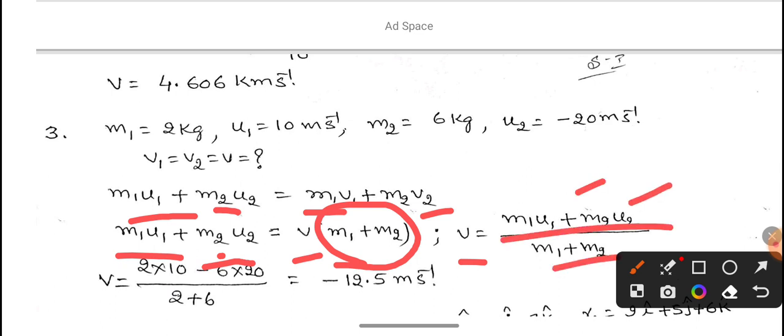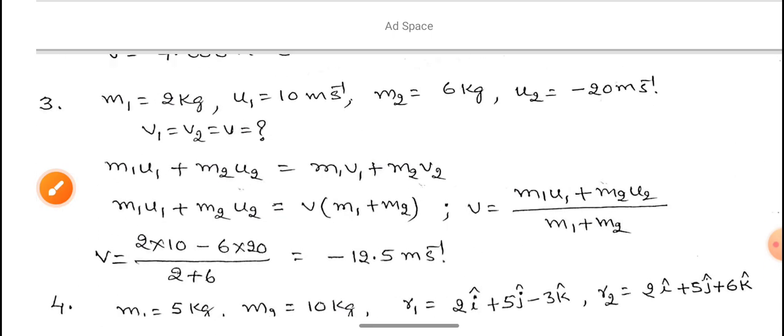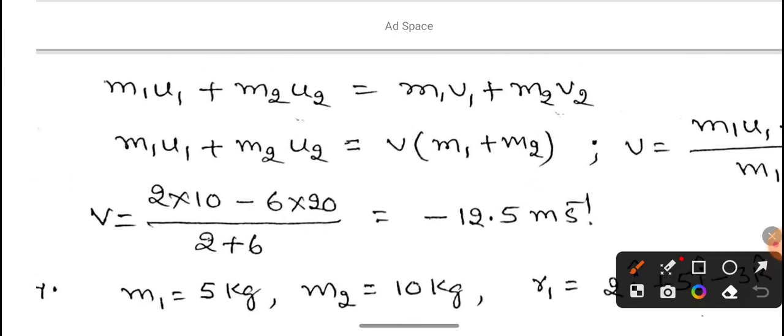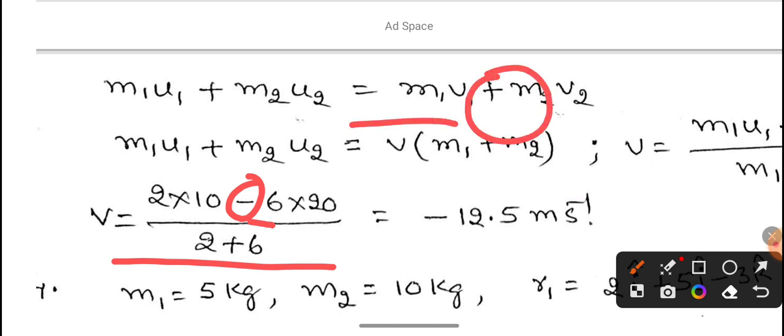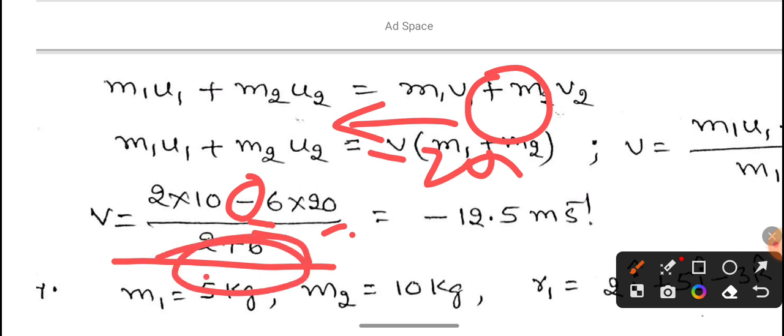Put these values, then you get v equals (2 into 10 minus 6 into 20) divided by (2 plus 6). Minus, because the 6 kg body is moving in the opposite direction, that's why it is minus 20. So there is minus 100 divided by 8, which gives the value of minus 12.5 meter per second. Negative means moving in the opposite direction.